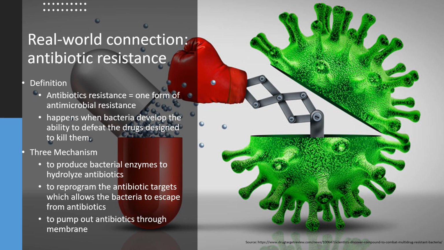There are three common mechanisms. The first one is that the plasmid allows the production of bacterial enzymes to hydrolyze antibiotics. The plasmid can also reprogram the antibiotic targets, usually some membrane structure, which makes antibiotics unable to detect the bacteria. Therefore, bacteria can escape antibiotics. The last mechanism is that some transformed bacteria can pump out antibiotics through their membranes and keep the level of antibiotics under the threshold of toxicity.